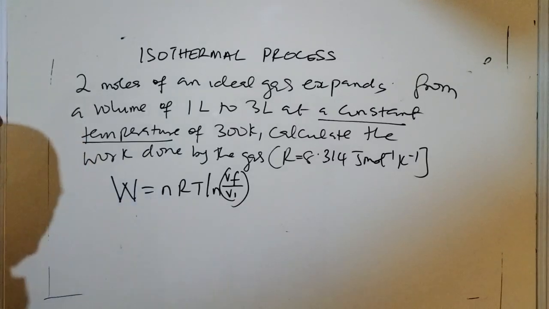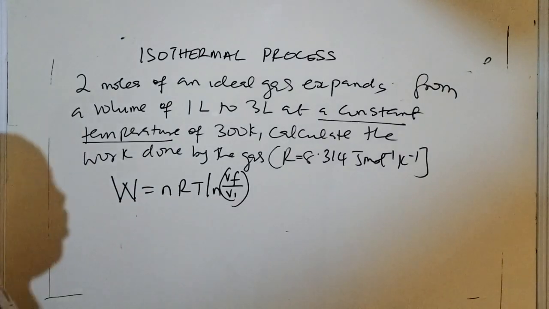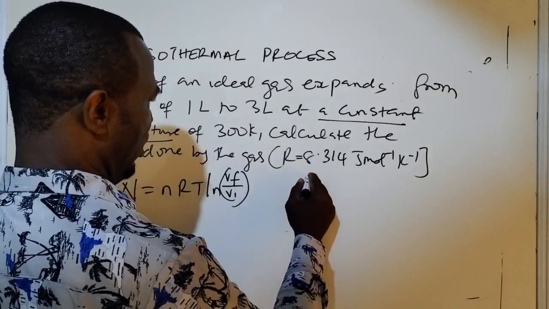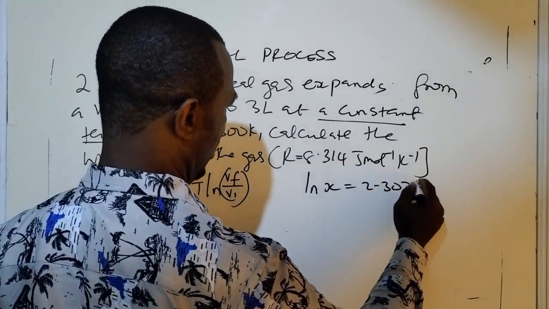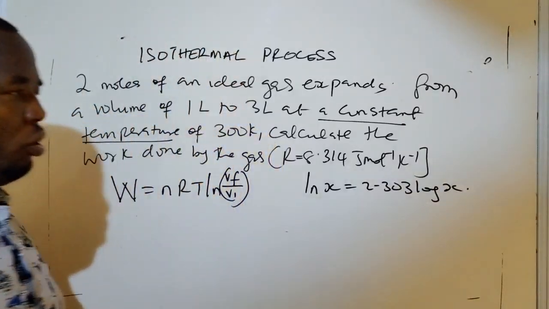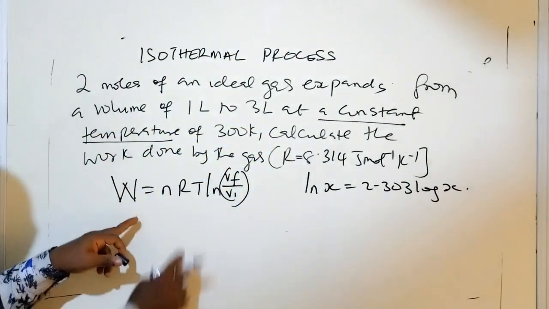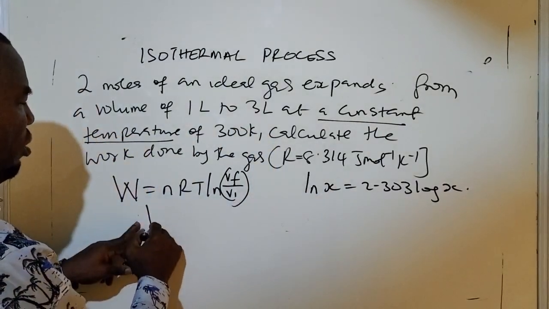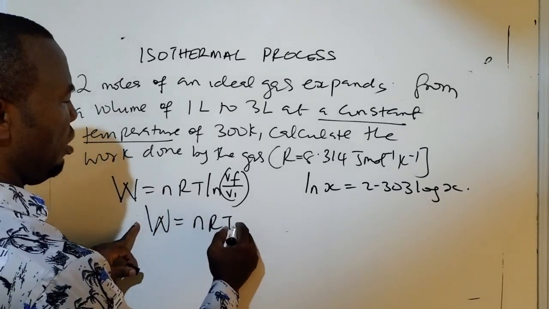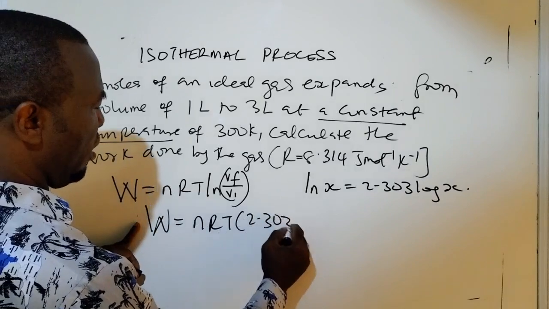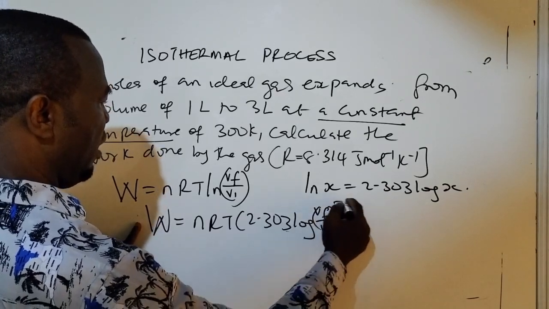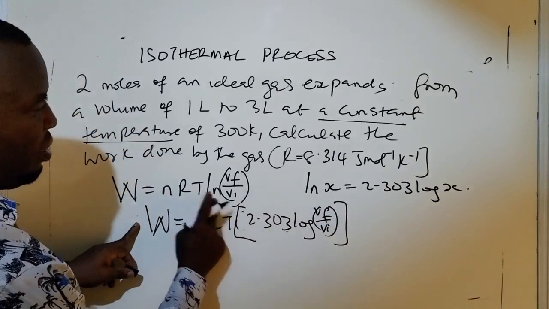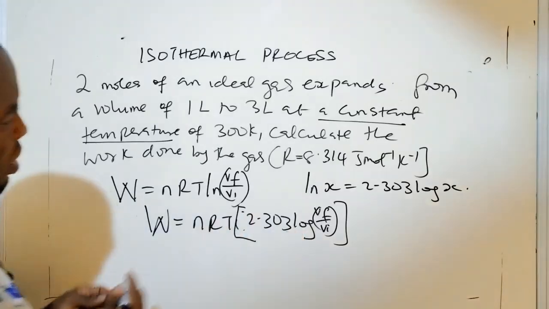I'm going to modify this equation. I don't wish to work with natural log. I want to work with log to base 10. As I told you in the previous topics, the natural log of a number is equal to 2.303 times log to base 10 of that number. So I'm going to replace this with this, and I have W equal to nRT multiplied by 2.303 log Vf over Vi. I'm replacing natural log with this, since this is the equivalent, so I can work with log to base 10.